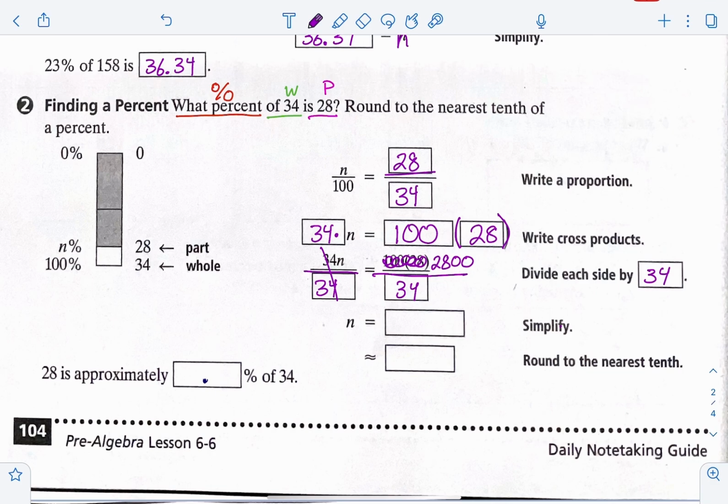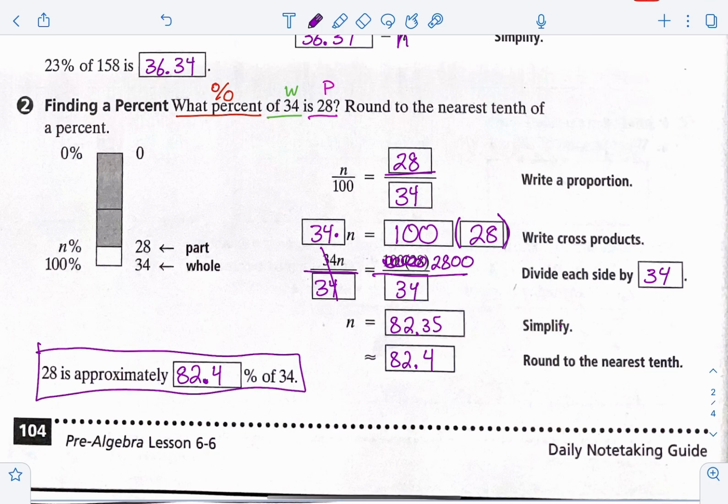2,800 divided by 34 is going to give me 82.35, and then so on. And we're going to round it, and we're going to say 82.4. So 28 is approximately 82.4% of 34. So when we're writing our answer, we need to pay attention to what we were looking for.